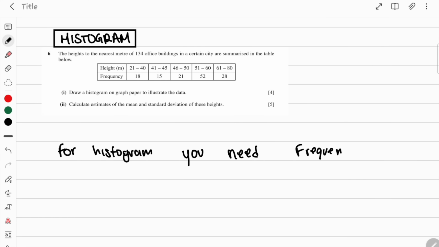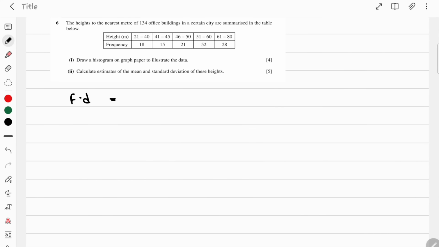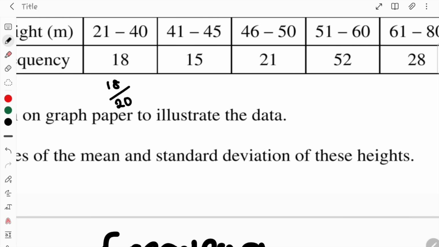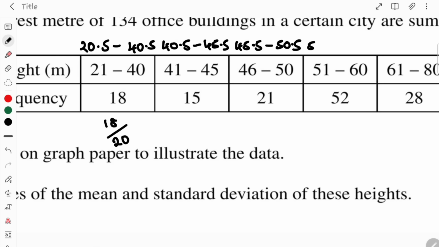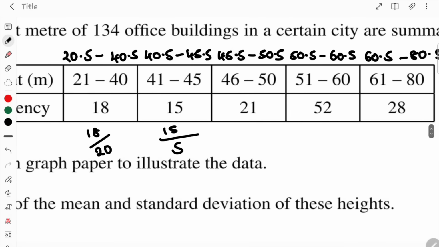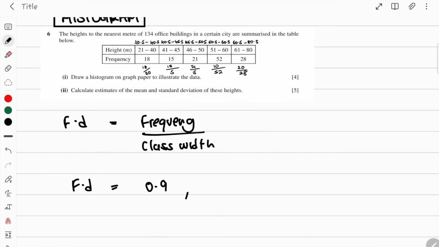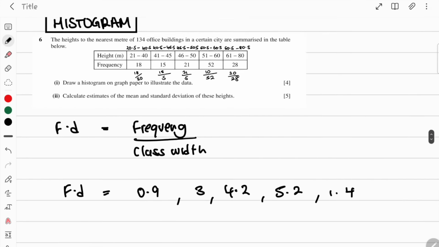Let's now go to histograms. For the histograms, you'll need to know how to calculate frequency density, which is frequency over class width. You need to also ensure that the data is in a sequence, so that is what I'm doing right now. Once that is in order, you can calculate the class width by doing frequency over the height. And once you do that, you can write all your values down, and now you have every value you need.